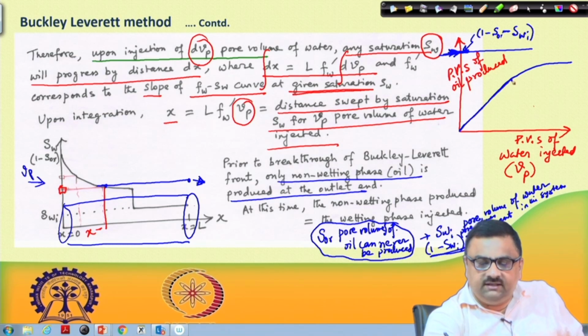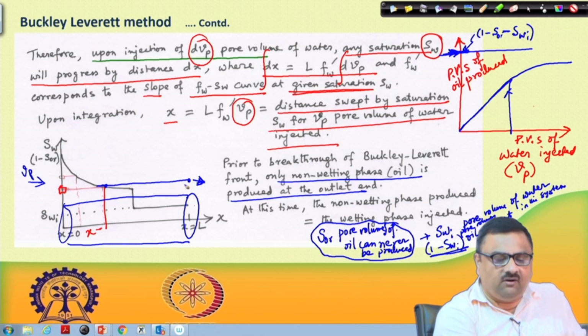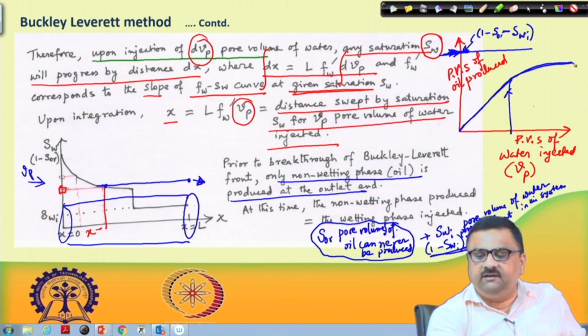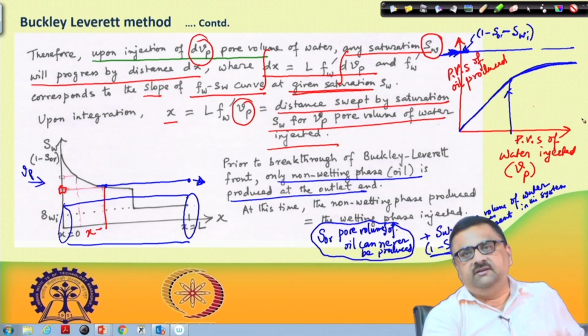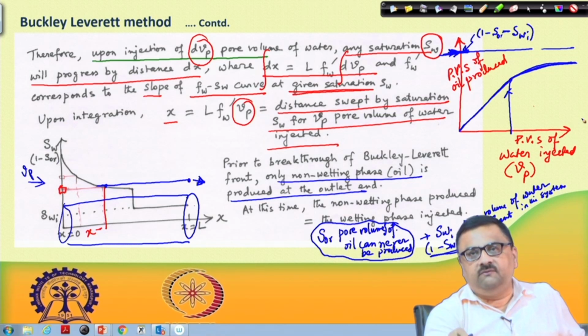Out of that, this linear part would be till the front reaches the outlet, and beyond that it will start curving and producing both water and oil, and asymptotically it will reach the limit when you have injected 10 or 100 pore volumes of water. So, this is the overall picture.